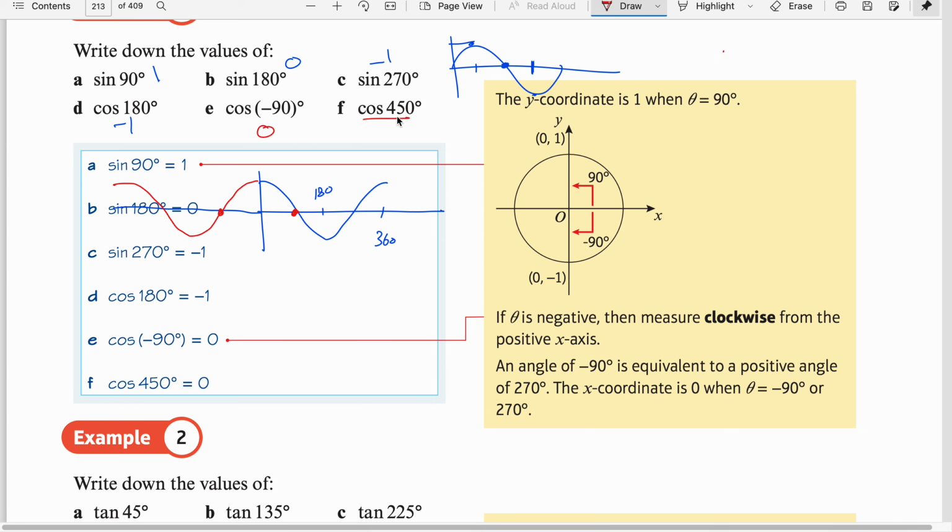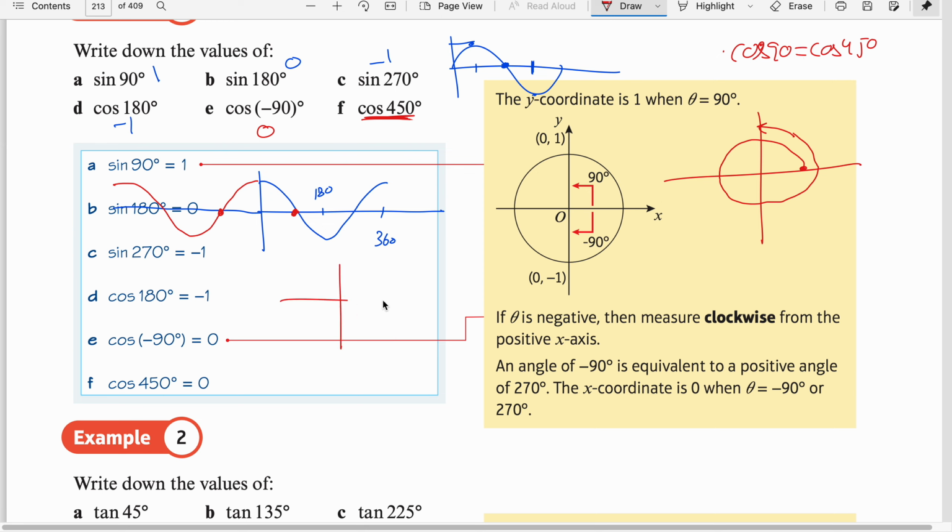So for cos 450, it is not necessary that you sketch your graph till 450. If I see, I know that this is 0, this is 90, this is 180, this is 270, this is 360, and 450 is something beyond that. So I'm just subtracting: 450 minus 360 is 90 degrees. So it actually reaches this point again. So cos of 90 is actually equal to cos of 450 because both of them have the same basic angle.